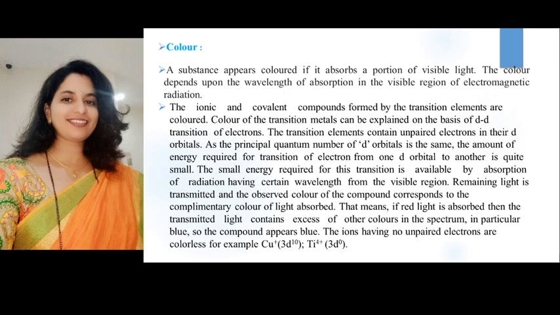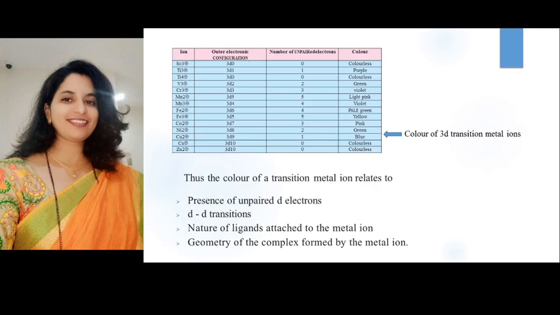The ions having no unpaired electrons are colorless. For example, copper plus ion and titanium 4 plus. They are colorless compounds. The table shows color of 3d transition metal ions. Scandium has 3d0 outer electronic configuration. Number of unpaired electrons is 0, so the color of the complex for scandium 3 plus ion is colorless.